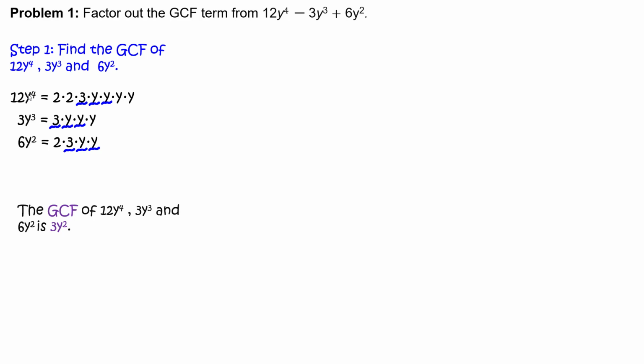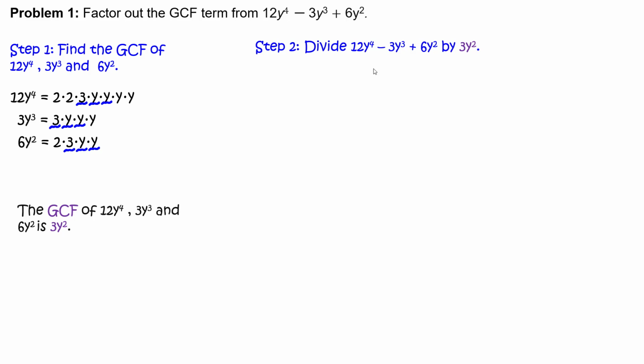If you can do this in your head, you do not have to write this out, okay? If you can just look at these three terms and know what the greatest common factor is because you've practiced the previous examples, I'm okay with that. But the greatest common factor is 3y squared. You're asked to factor out the greatest common factor. So I'm going to be factoring out 3y squared from 12y to the fourth minus 3y cubed plus 6y squared.